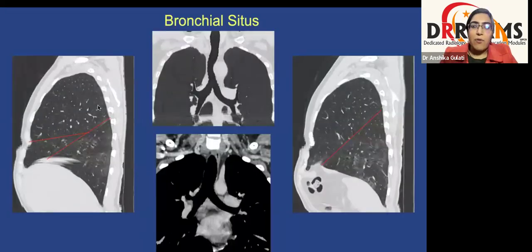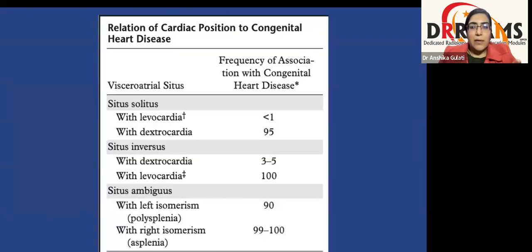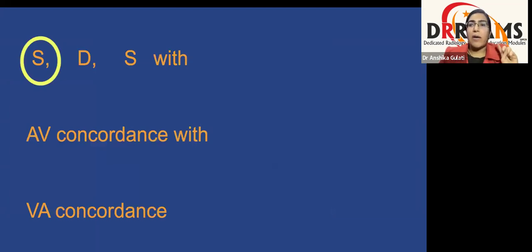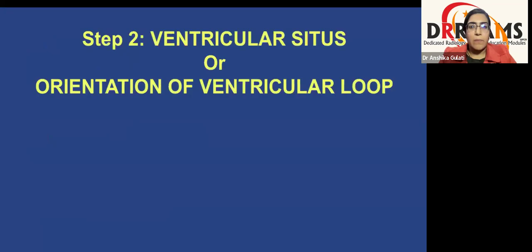Also, for the bronchial situs, we have to evaluate the trilobar lung on the right side, bilobar on the left side, early branching of the right bronchus, eparterial, hyparterial left bronchus, and all those things. If the bronchial and the visceral situs are normal, you can assume that the atrial situs is also normal because of the rule of viscero-atrial concordance. This we have already studied. So we are done with the first step, that is atrial situs. For that, we have three options: S, I, A, solitus, inversus, or ambiguous. The second step is the ventricular situs or the orientation of the ventricular loop. What does that mean?